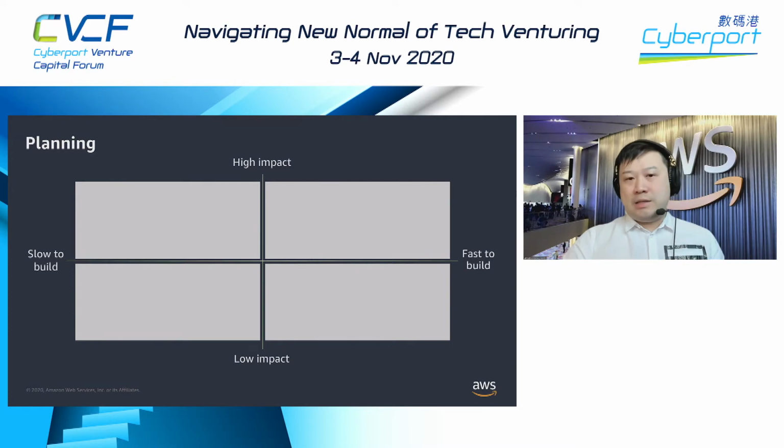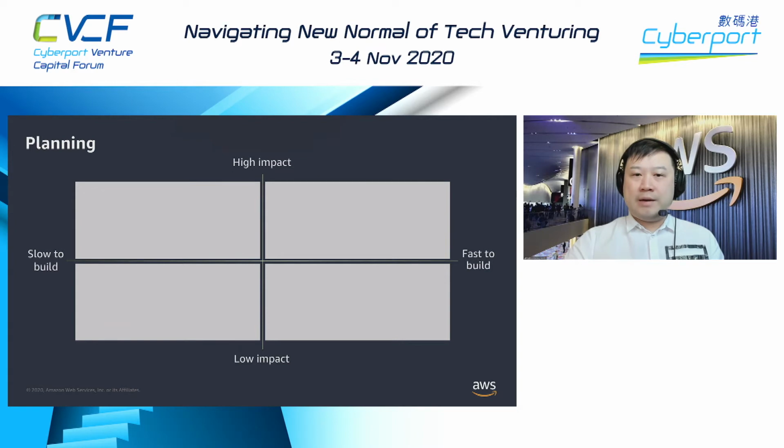As you can see in this diagram, the cutoff line for speed should be whether or not it fits in a sprint for a single developer. And another cutoff line for the impact is whether you believe it will meaningfully change the metric you really care about. So let's look at these four quadrants quickly.